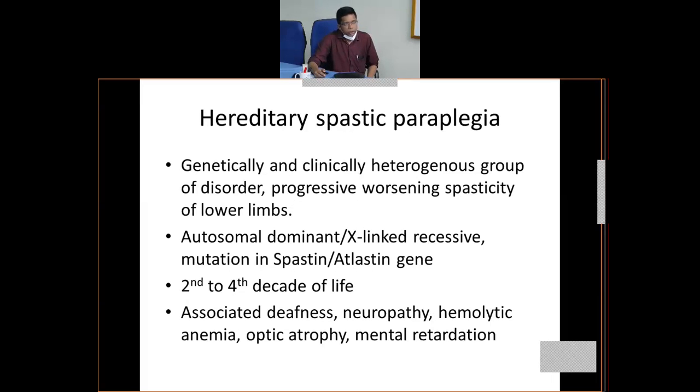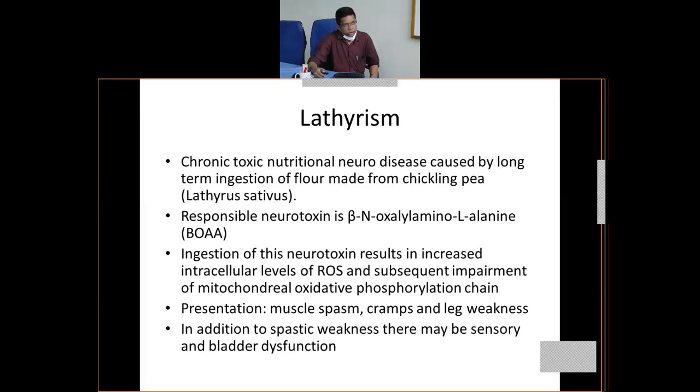Hereditary spastic paraplegia is again very rare to get, genetically it's mostly autosomal dominant, sometimes X-linked recessive, presenting in the second to third decade, and may be associated with deafness, neuropathy, hemolytic anemia, optic atrophy, and mental retardation. That's why family history is very important in case of paraplegia, especially if you are not getting any clue for a diagnosis; then sometimes you have to take a genetic disease into consideration.